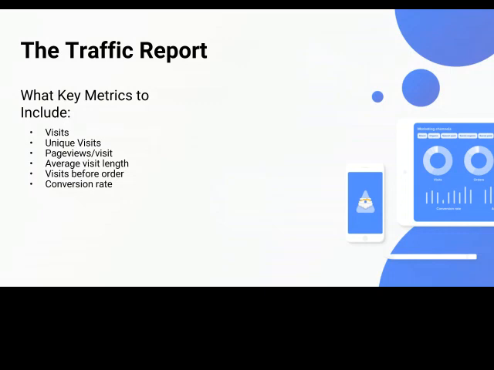And we're going to include for our traffic report unique visits because they are a bit different than regular visits, as in visits will show you recurring visits to your site. And unique visits are going to more focus on the unique user IDs that come to your site. Page views per visit is going to show you basically how many pages your customers will visit on average when they come to your store. Average visit length is the same sort of idea where we're going to look at the average length of time a customer will spend in your store.